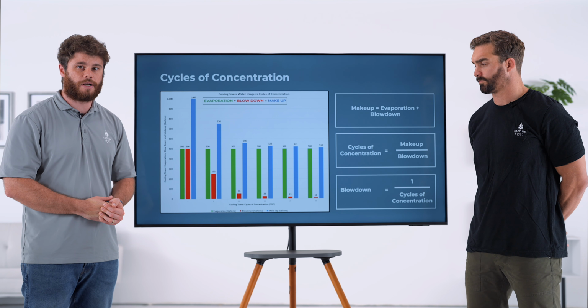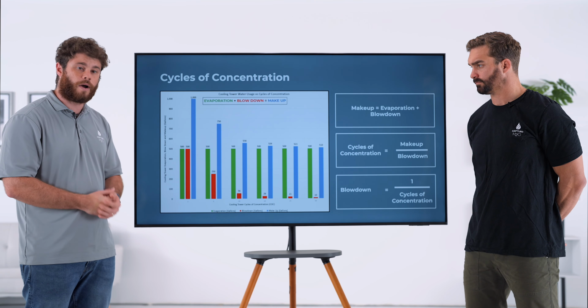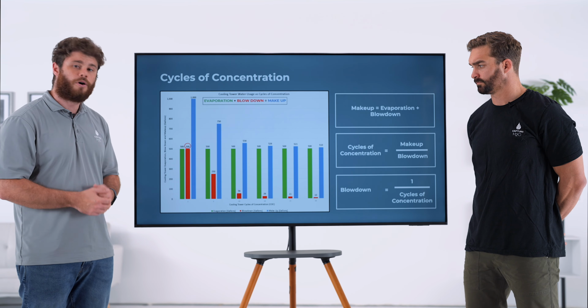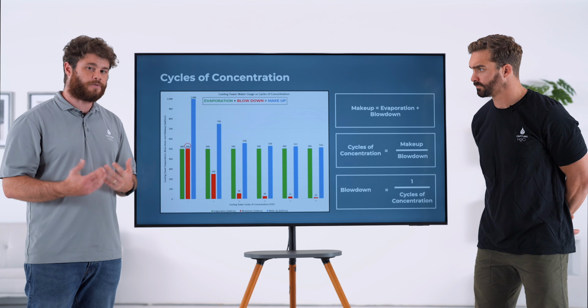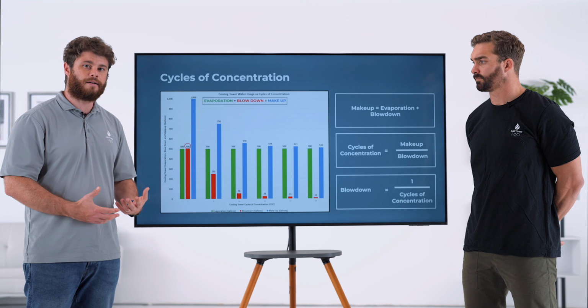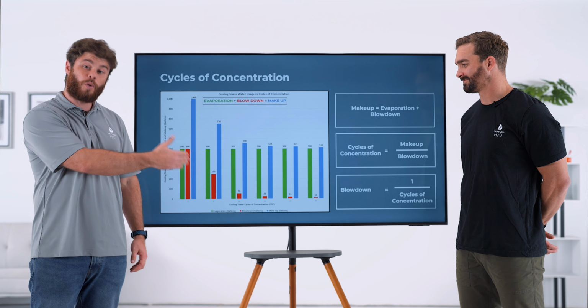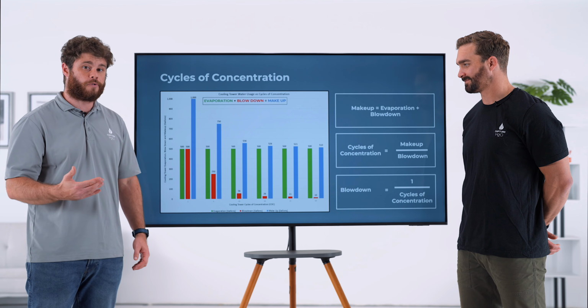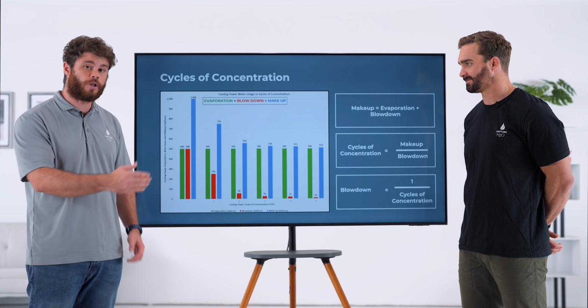So let's start on the left side of this graph for an example. Let's say we're at 2 cycles of concentration, or 1/2, 50% blowdown. That means 50% of the water is going to the drain and the other 50% is getting evaporated. So if there was a way we could go from 2 cycles to 25 cycles, or 1/25, 4% blowdown at that same evaporative load, that would be just under 50% opportunity for water savings.